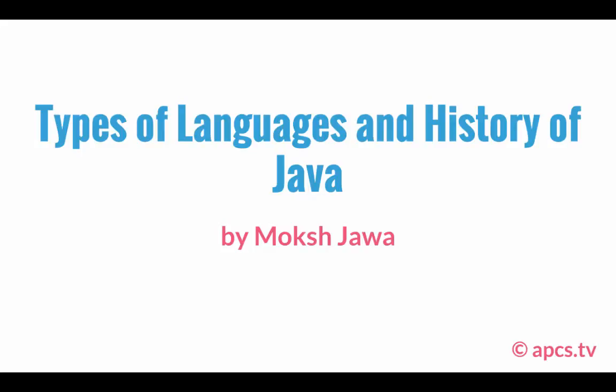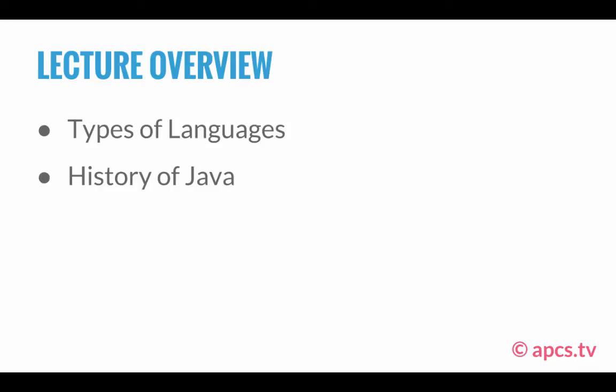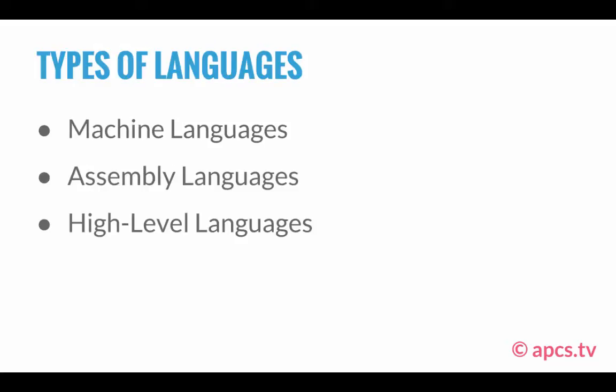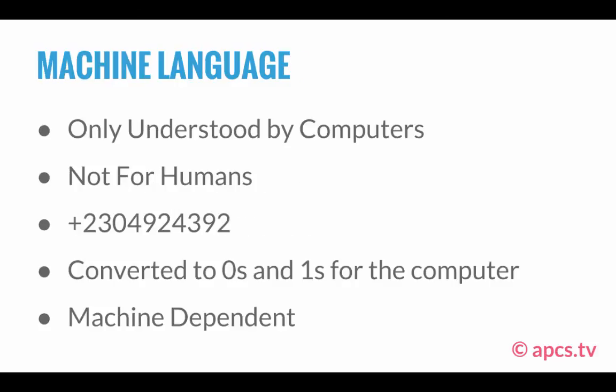Welcome to Types of Languages and History of Java. We'll be looking at the different types of computer languages and just a little bit of the history and the creation of Java. Let's start off by going over the three different types of languages there are in computer science. There are machine, assembly, and high-level languages. We're going to compare each of these languages one by one to see their unique advantages and disadvantages.